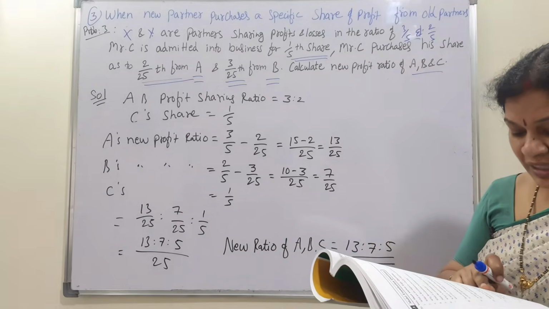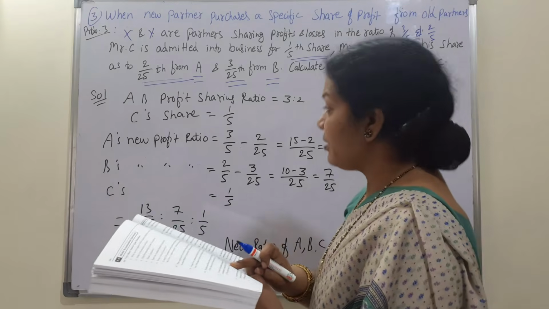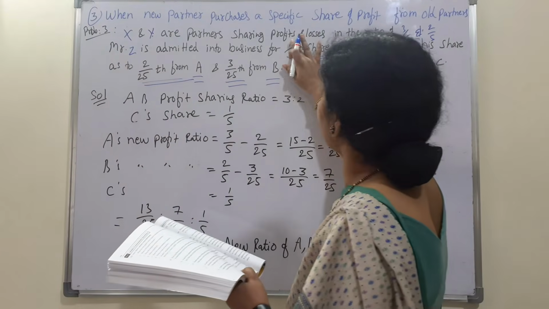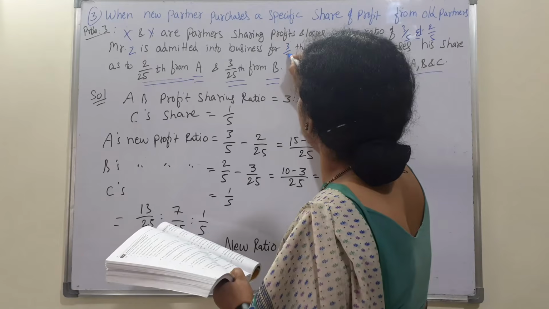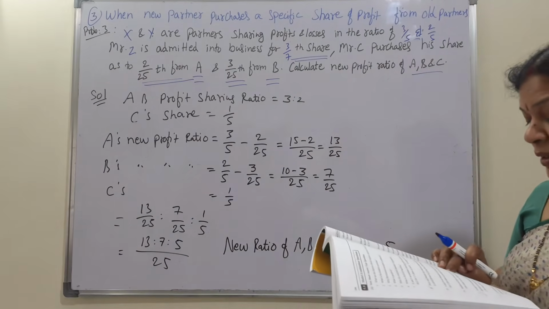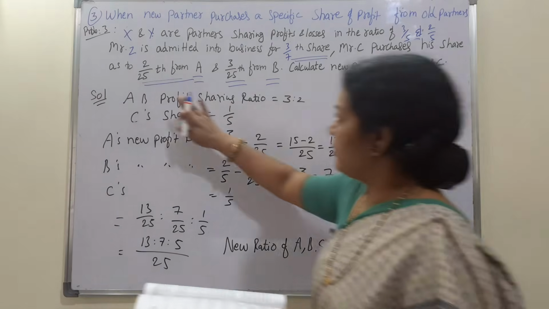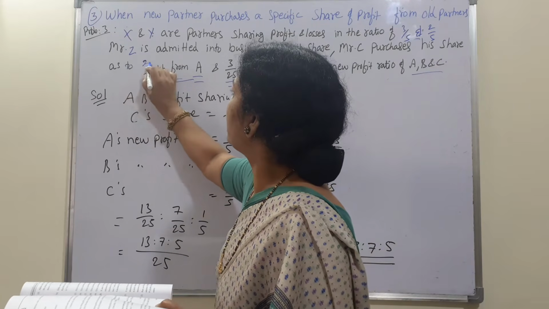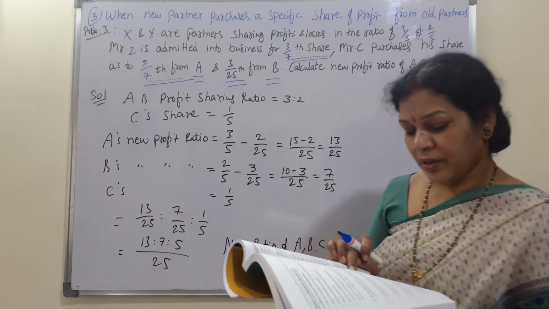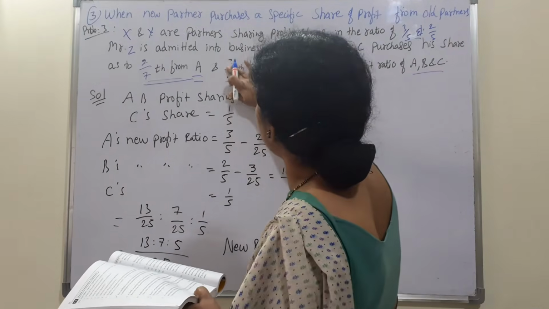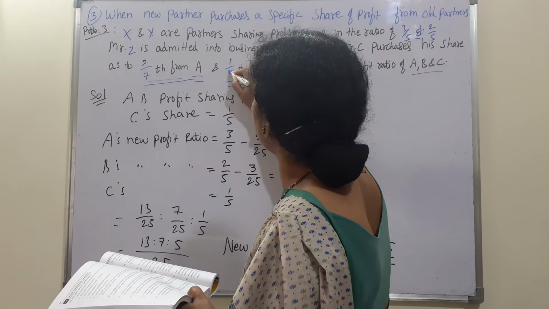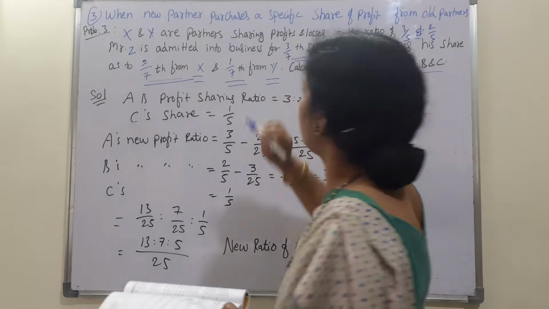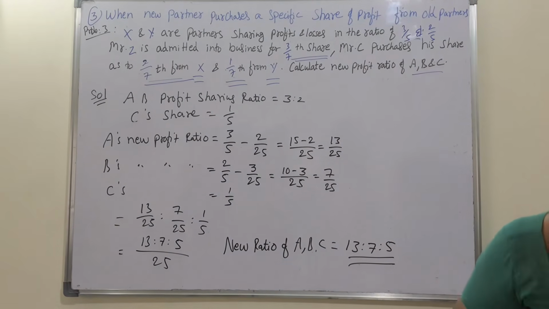And they decided to admit z for 3/7. Mr. Z is admitted for 3 by 7th share, which he takes 2 by 7 from x and 1 by 7th from y. Calculate the new profit sharing ratio.